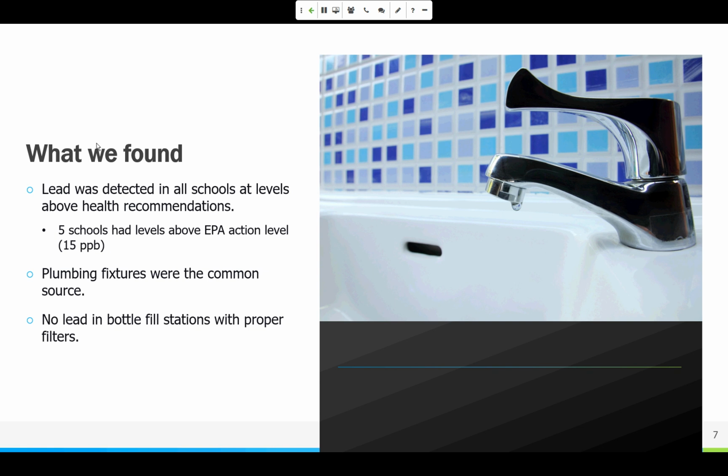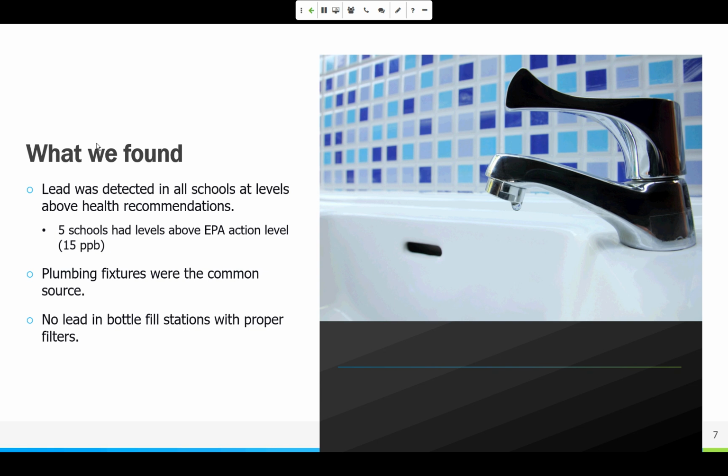Where lead levels were found greater than or equal to 15 parts per billion, plumbing fixtures were either replaced or permanently taken out of service. And in any case where a plumbing fixture was replaced, verification samples were collected in order to confirm that lead levels had been lowered by the remediation.